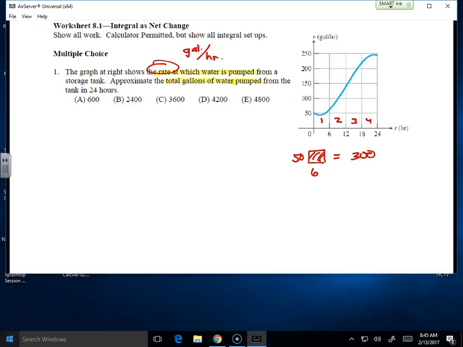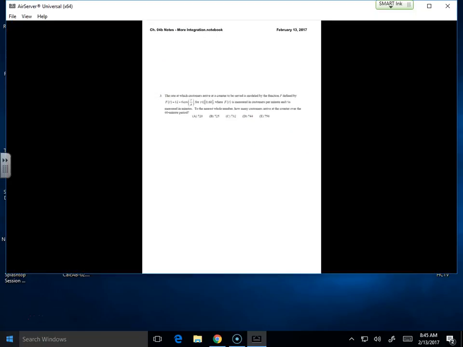1, 2, 3, 4, 5, 6, 7, 8, 9. Maybe these two would be like 10. And then this one is almost 11-ish, with maybe some of this guy down here, and then like 11.5-ish maybe, almost 12. We'll pretend 12. What's 12 times 300? 3,600. Done. Yep, that could be an AP question.